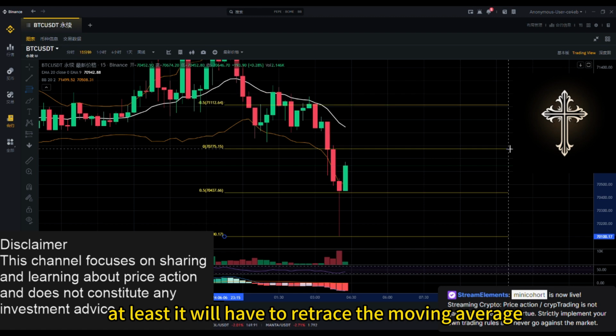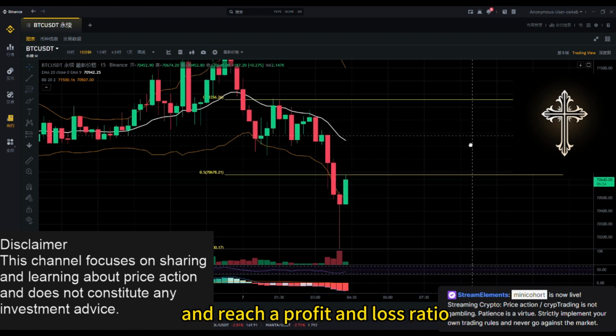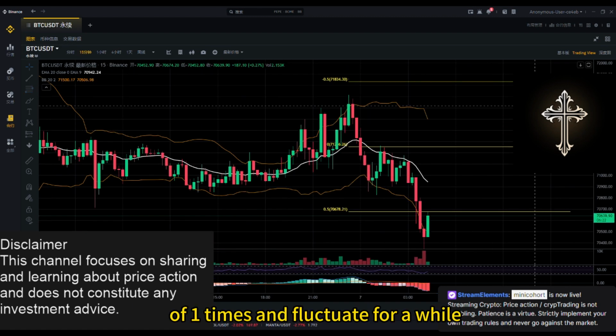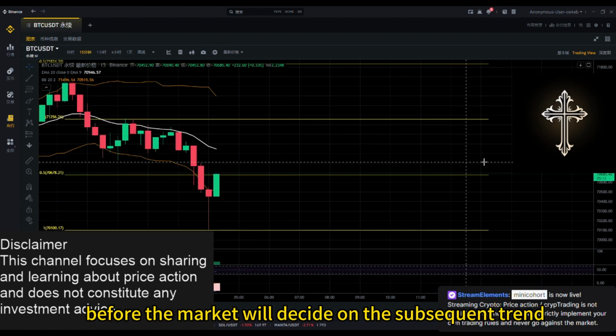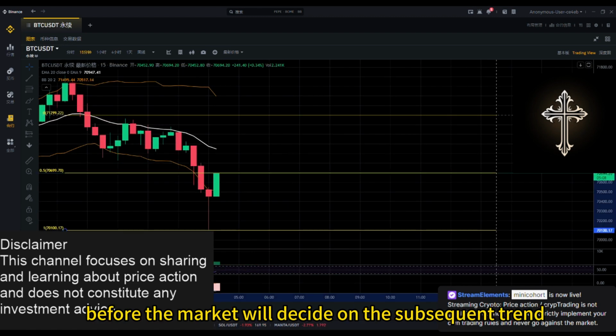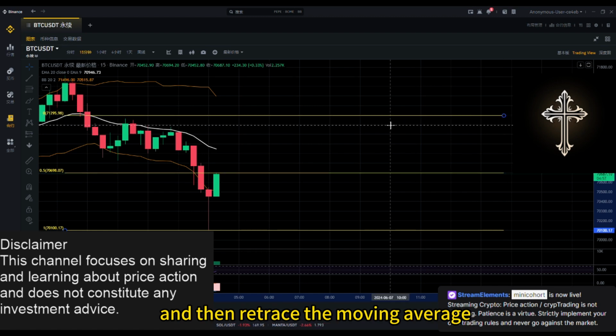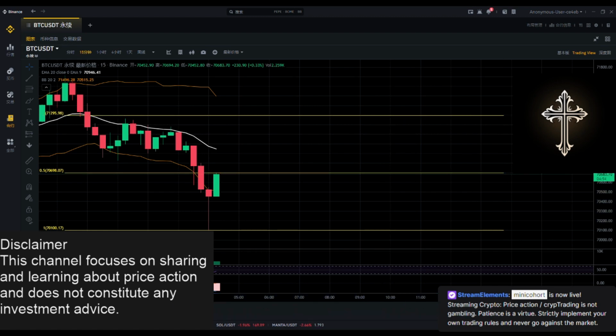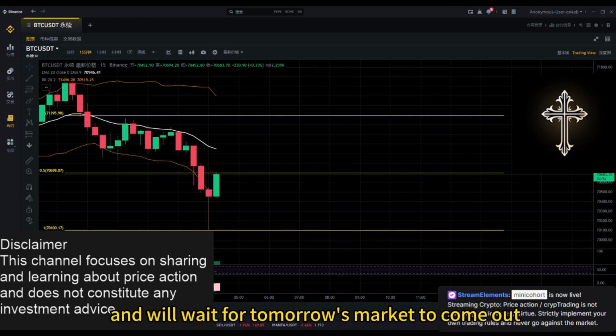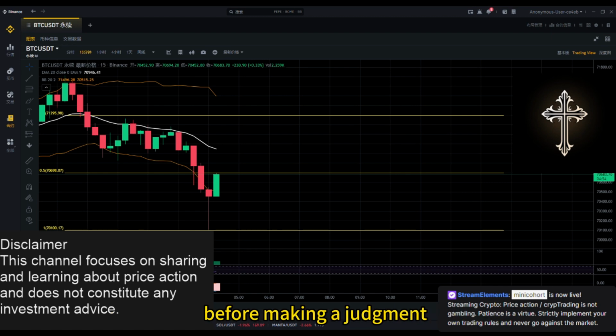At least it will have to retrace the moving average and reach a profit and loss ratio of 1 times and fluctuate for a while before the market will decide on the subsequent trend. It is also possible to test around 70,000 again and then retrace the moving average. So I ended today's trading and will wait for tomorrow's market to come out before making a judgment.